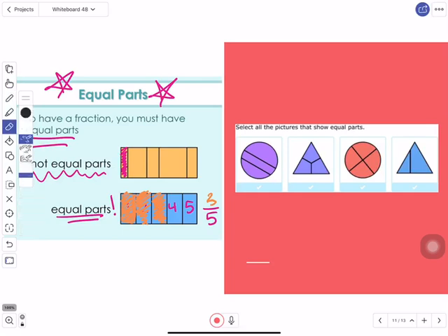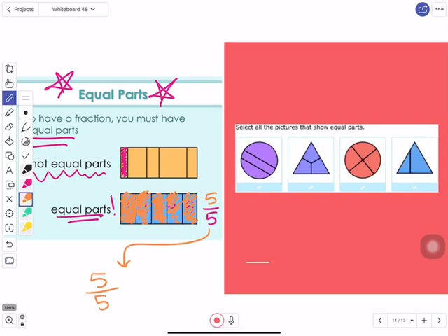If I shade 4 pieces, 4/5. And if I shade all 5 pieces, that would be 5/5. Now 5/5 is the same as saying 1 whole. 1 whole chocolate bar. So if you've eaten every single piece, you've eaten the entire chocolate bar, the whole bar.